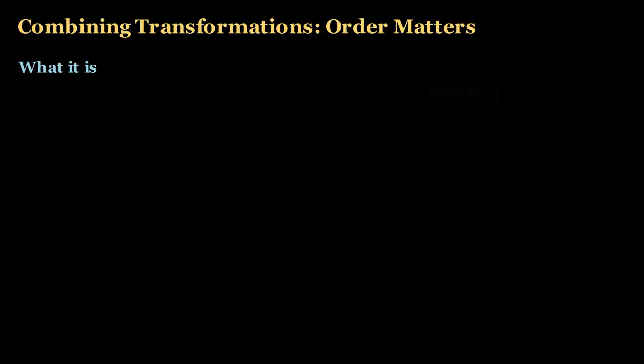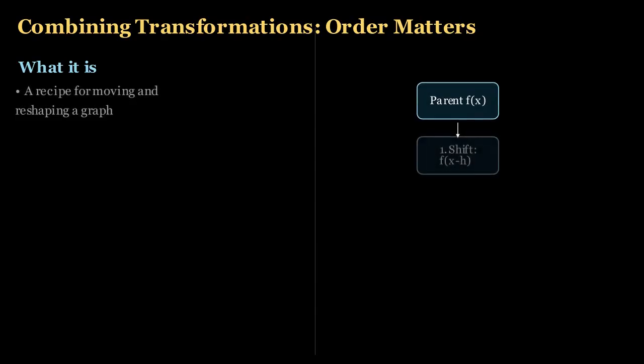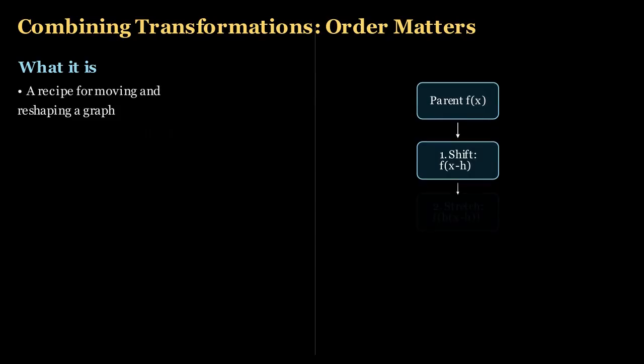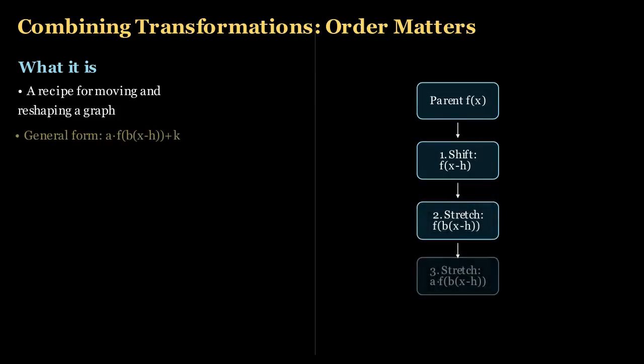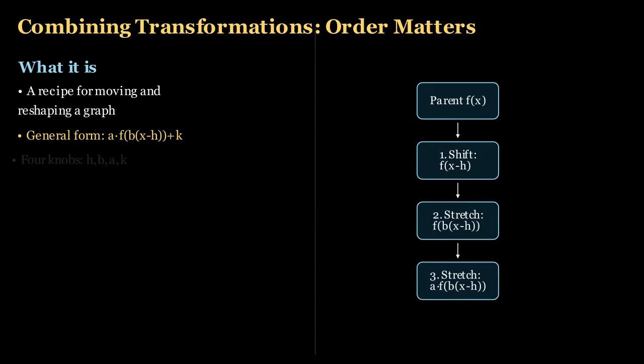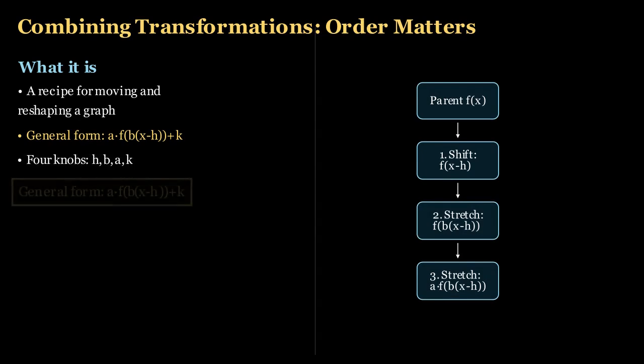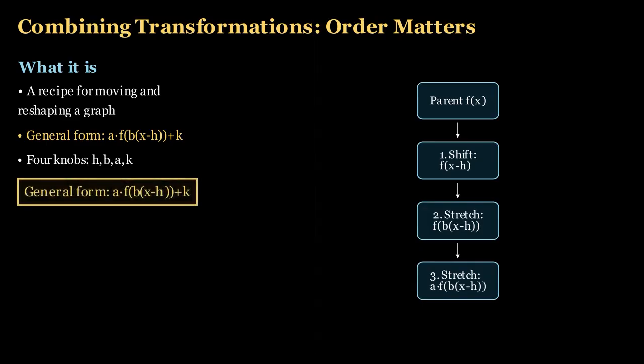We have learned how to slide a graph up, down, left, and right, and how to stretch or flip it. But what if we want to do all of those things at once? That is what combining transformations is about. It is a single recipe that takes a parent function, like our familiar x squared parabola, and applies a whole sequence of moves to it. We write this recipe in a special general form, a times f of b times x minus h, all plus k. Think of it as 4 knobs we can turn.